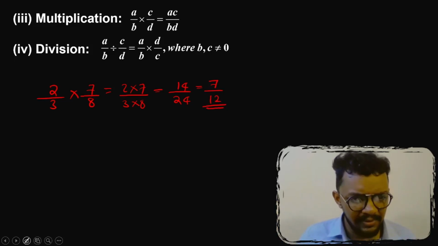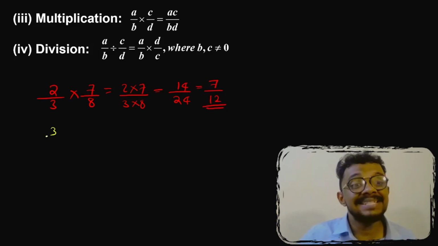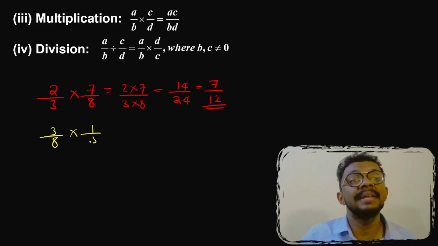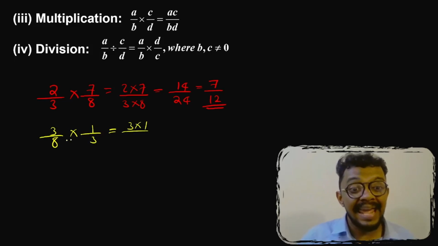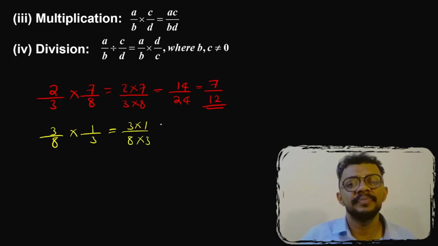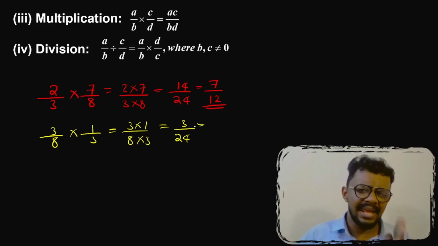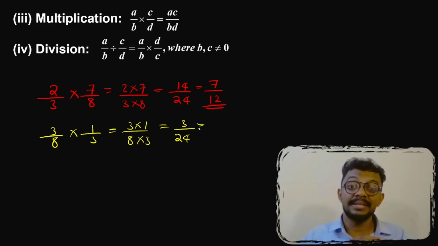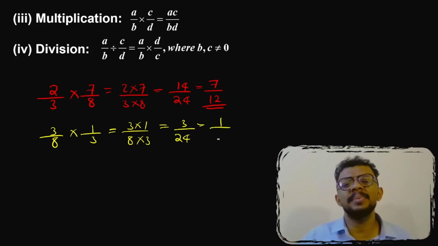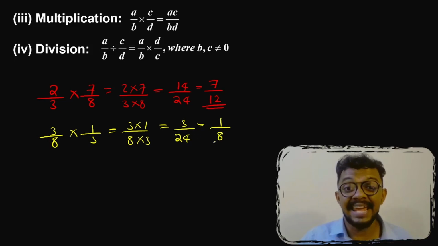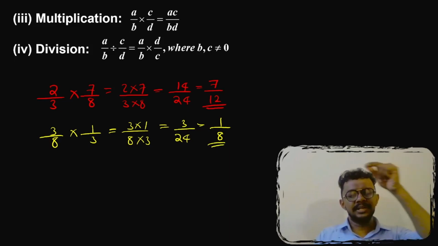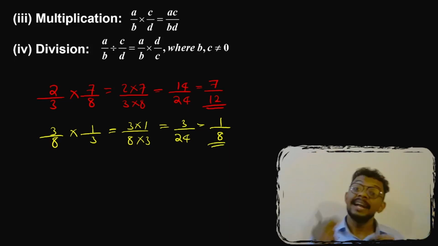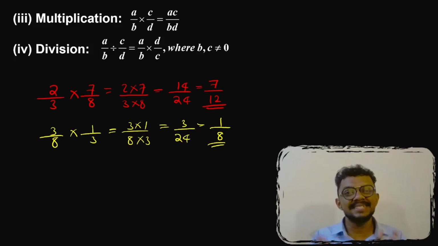Okay, maybe we need more examples. What is 3/8 times 1/3? Simple. 3 times 1 in the numerator, 8 times 3 in the denominator. 3 times 1, the answer is 3. 8 times 3 is 24. 3 and 24, both are divisible by 3. 3 by 3, the answer is 1. 24 by 3 is 8, so the answer is 1/8. Simple, right? Numerator times numerator will be the answer's numerator. Denominator times denominator will be the answer's denominator.